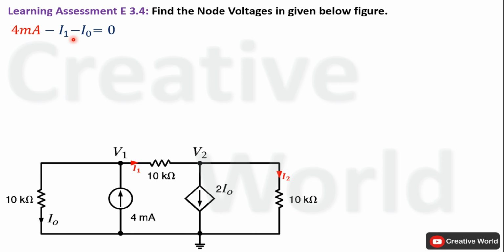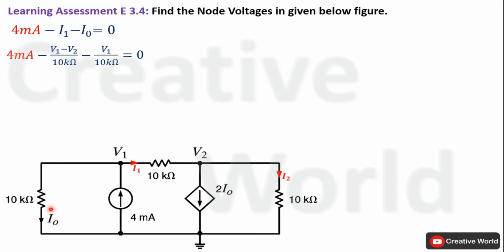Now in the next step we have to replace these two currents with their respective equations. Current I1 is leaving from node V1 and entering towards V2. It is indicating that node voltage V1 is at a higher potential than V2. So current I1 through this 10 kilo ohm resistance will be equal to the potential difference across these two nodes divided by the value of resistance, V1 minus V2 divided by 10 kilo ohm.